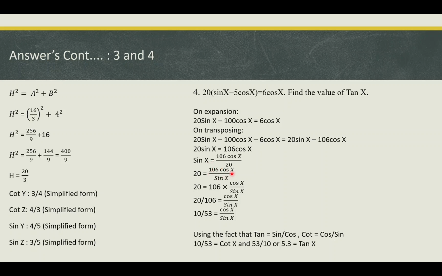So then 106 cos x by sin x can be written as 106 multiplied by cos x by sin x. Then transposing 106 to the other side, 20 by 106 is equal to cos x by sin x. Now if you guys remember the fact that tan is equal to sin by cos and cot is equal to cos by sin, then 20 by 106 is equal to cot x. And then 10 by 53 is also equal to cot x. And then, as you know, cot is the reciprocal of tan. It becomes 53 by 10 or 5.3. Therefore, the value of tan x is 53 by 10 or 5.3.